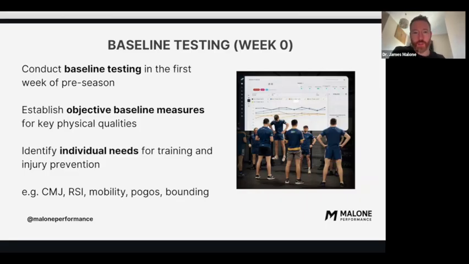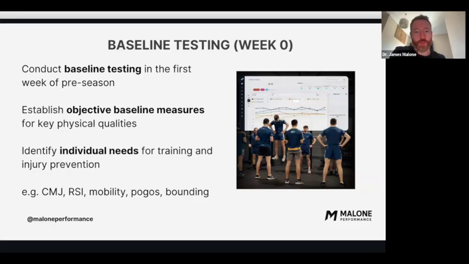And then obviously you can use this baseline, as I said in the previous slide, to then compare your future results against. And the one thing I'd say is choose a testing battery that is useful for you. So in this example, you can see here, we've got some counter movement jump, some RSI. So both of those will give us both performance data, but also be useful for fatigue data.